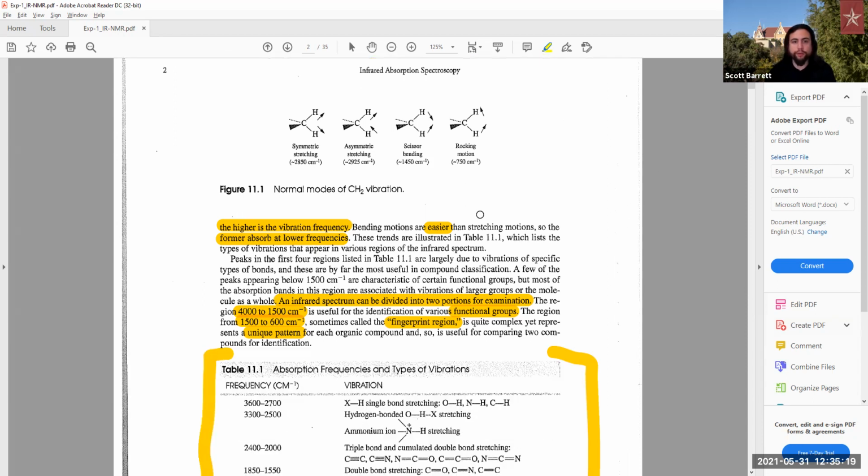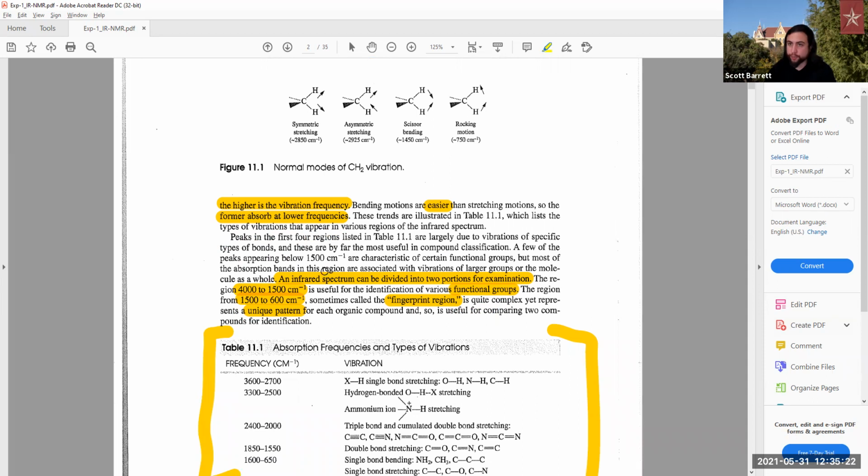So going forward, in order to explain what I was talking about with the fingerprint region, we should note that there are certain specific areas in an IR spectra that are important for us to analyze. They divide it into two portions here. The region from 4000 to 1500 is useful for the identification of various functional groups, like the alcohol I had spoken of before. Maybe we can see an alkene group, some nitriles, and we'll go through each of these and target the specific wave numbers later. But the fingerprint region that I was speaking of is going to be from 1,500 to 600 inverse centimeters.